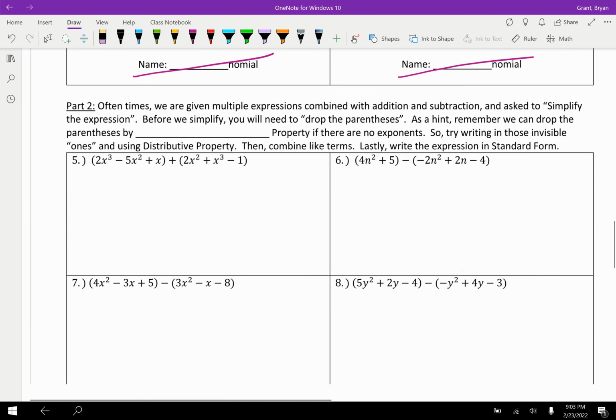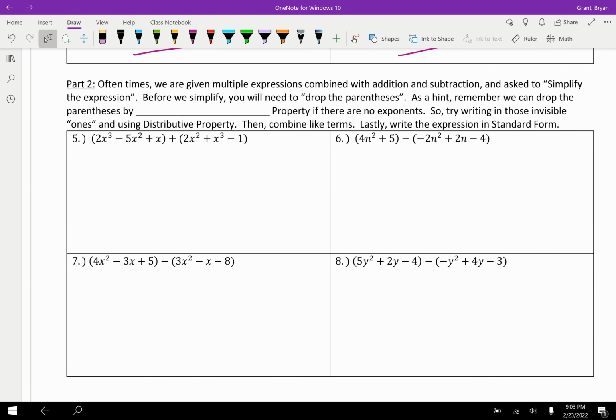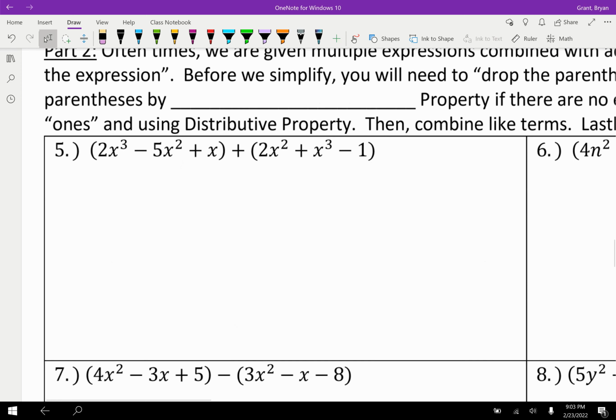Okay, so the last part of today, the last part of the video at least, is going to be part 2 here. Because oftentimes, and this is part of our learning target for today, we're going to be given multiple expressions. For example, on 5, we are given a trinomial and another trinomial, and that's supposed to be in green highlighter, but apparently we're not cooperating. There we go. One trinomial and another trinomial, and they are being added together.